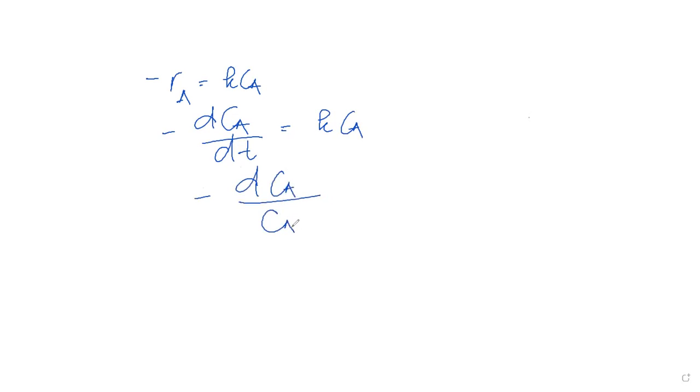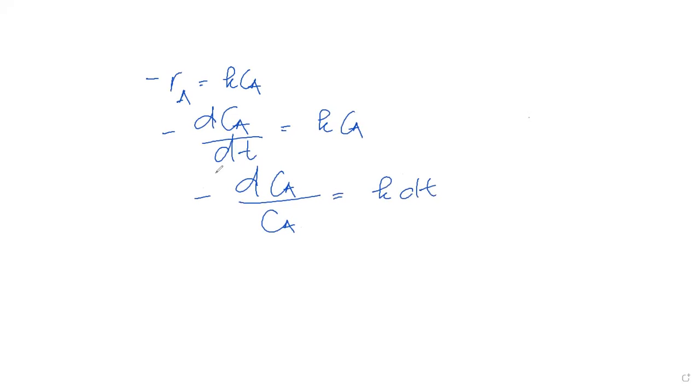This is your rate law, and you can replace the rate expression, the negative R sub A, by the derivative of the concentration with respect to time. And you will have K C_A here. Then using separation of variables from your EMA 103, of course, you need to transfer the concentration term from the right to the left, and you will have a K dt here. You transfer the differential of t to the right side.